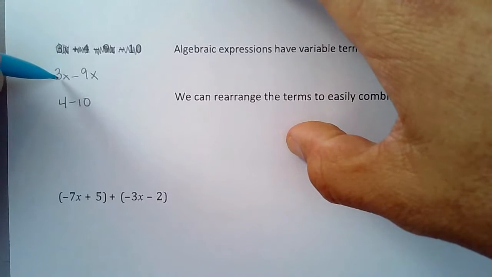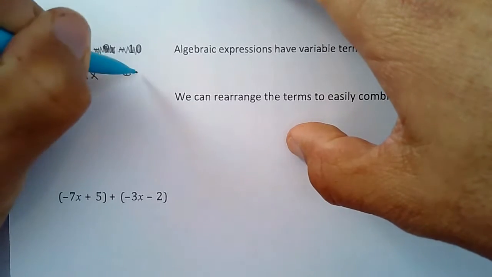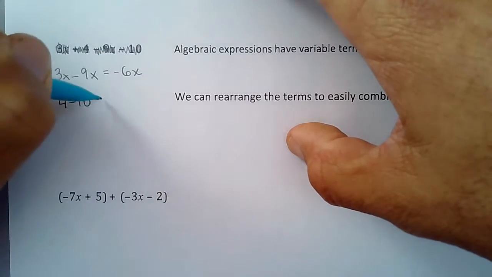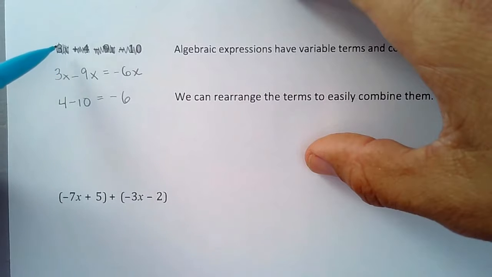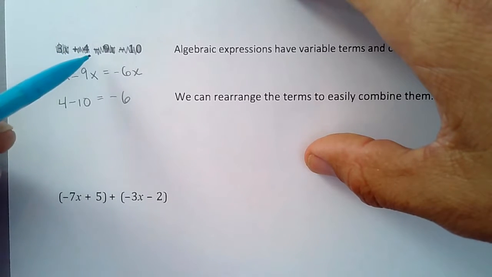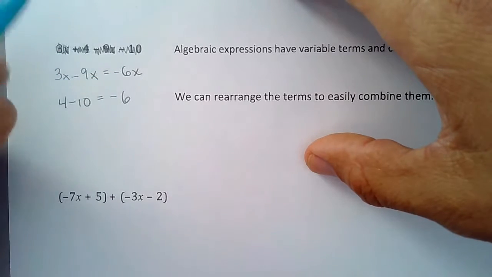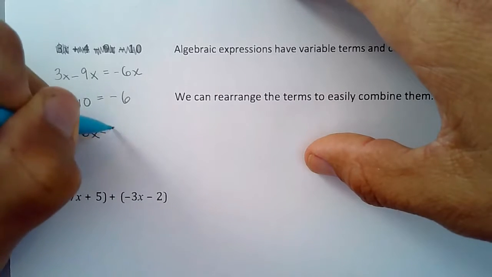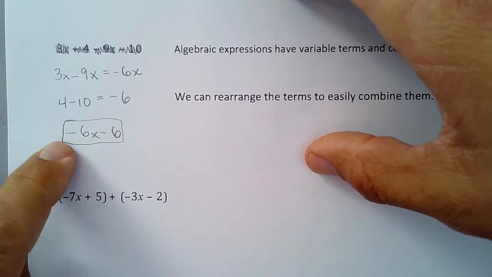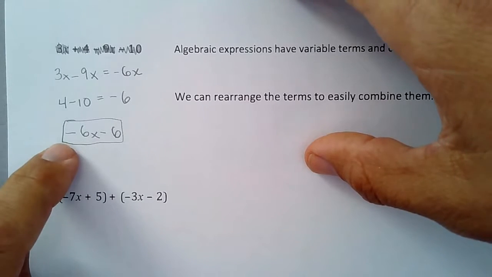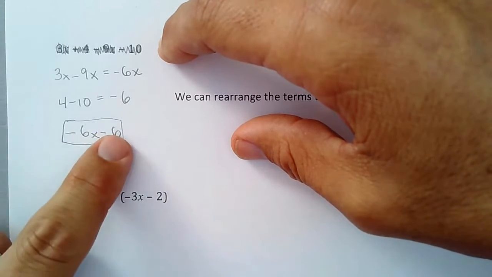And now I'll take 3 minus 9. 3 minus 9, that is negative 6. And it is a variable term, so I'm going to add the variable to it. And then 4 minus 10, that's also negative 6. And so when I have my original expression, it gets rearranged and combined, and my final answer is negative 6x minus 6. See, this is what's referred to as simplified. So we had 4 terms here, and now we've condensed it down to just 2 terms, one variable term and one constant.